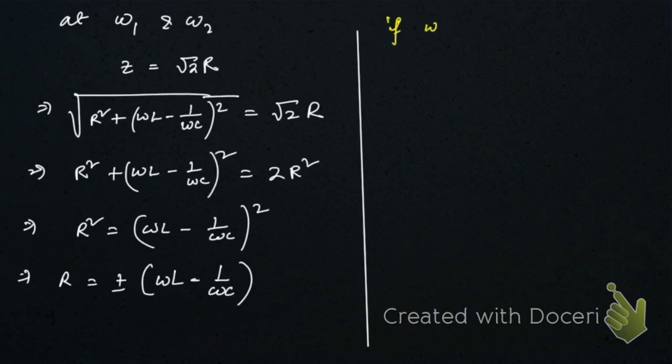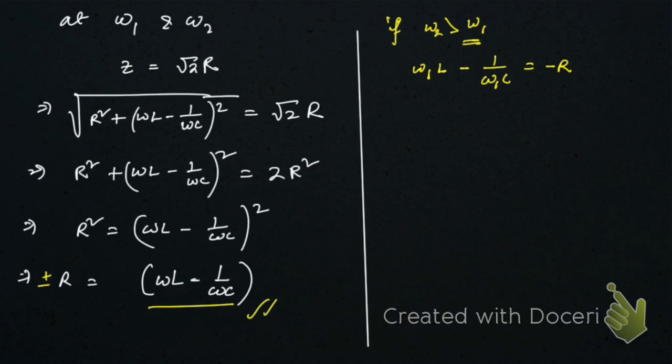If omega 2 is greater than omega 1, then we can write, as omega 1 is less, from this relation, omega 1 L minus 1 by omega 1 C is equal to minus R. So this is equal to plus minus R. For the lesser frequency it's going to be minus R, and since omega 2 is greater, omega 2 L minus 1 by omega 2 C is going to be plus R. Suppose this is equation number 1, and this is equation number 2.